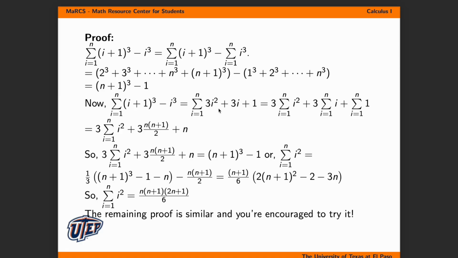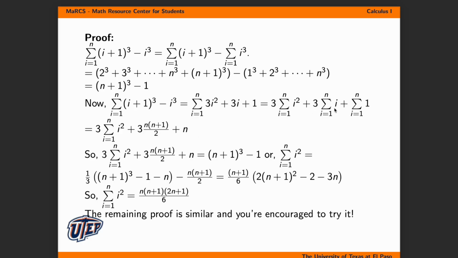So it'll be the sum of 3i squared plus 3i plus 1. Now we can take each of these sums individually, so we will have 3 times the sum of i squared from i is equal to 1 up until n, plus 3 times the sum of i from i is equal to 1 up until n, plus the sum of 1 from i is equal to 1 up until n. Now these 2 sums, we already know the answers. The sum of a constant from i is equal to 1 up until n will just be n times that constant. So n times 1 will be the third sum.